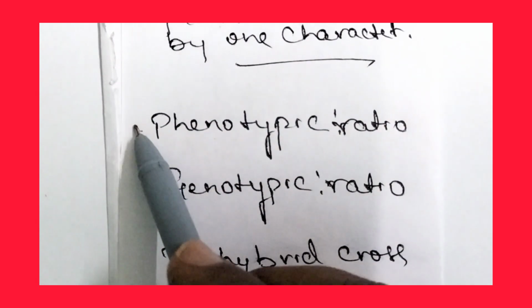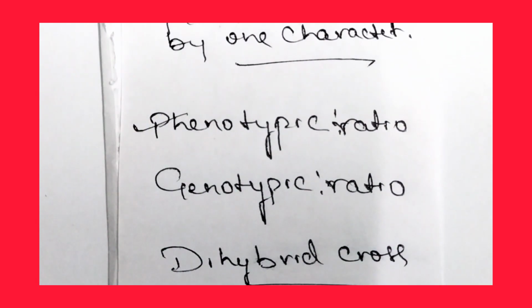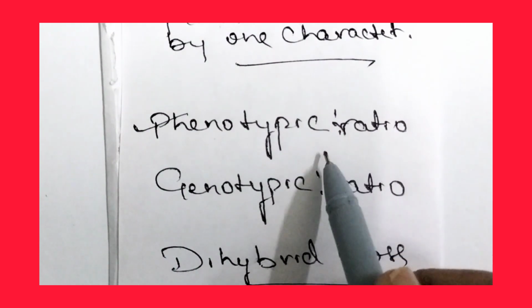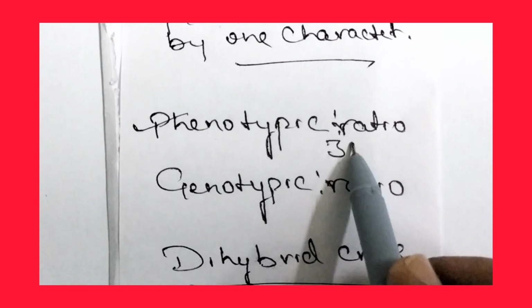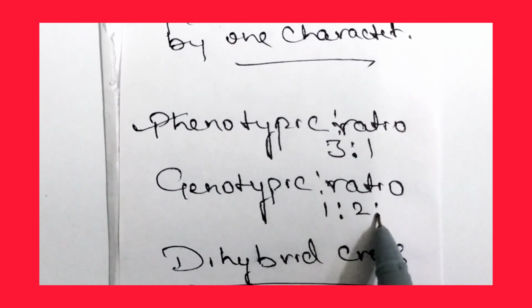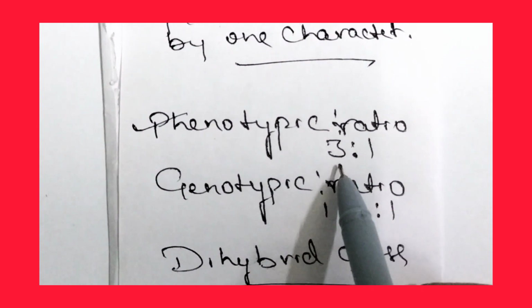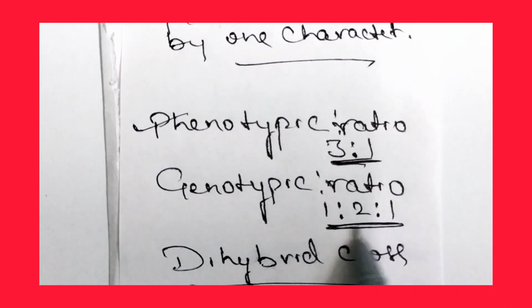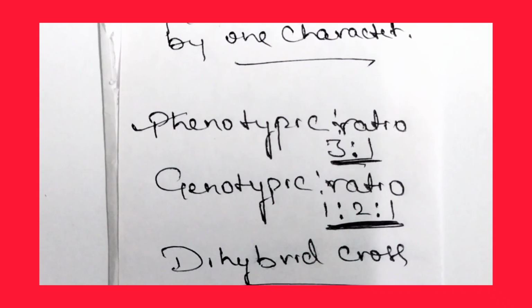So in monohybrid cross we have to write the phenotypic ratio as well as the genotypic ratio. For monohybrid cross the phenotypic ratio is 3:1 and the genotypic ratio is 1:2:1. What is the phenotypic ratio for monohybrid? 3:1, and genotypic it is 1:2:1.